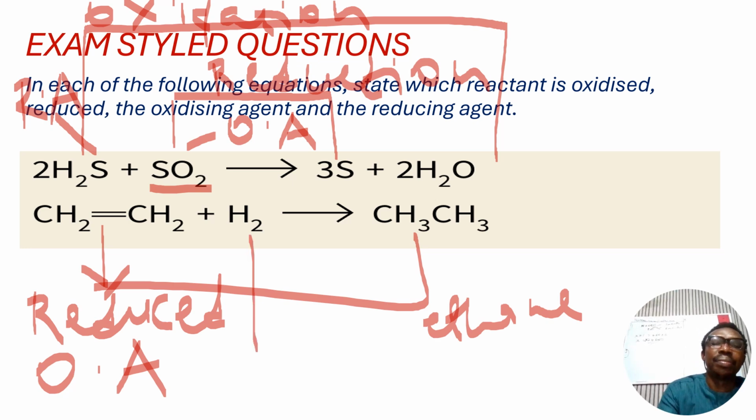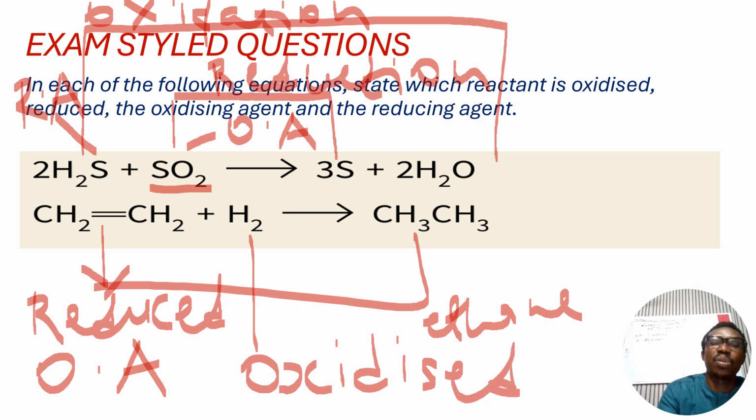While hydrogen is oxidized, so hydrogen is the reducing agent. The substance that hydrogen is removed from is the substance that undergoes oxidation. So hydrogen is oxidized, while ethene is reduced. So the oxidizing agent is ethene, while the reducing agent is hydrogen. So it's as simple as A, B, C. Just attempt as many questions as possible and reach out to me.